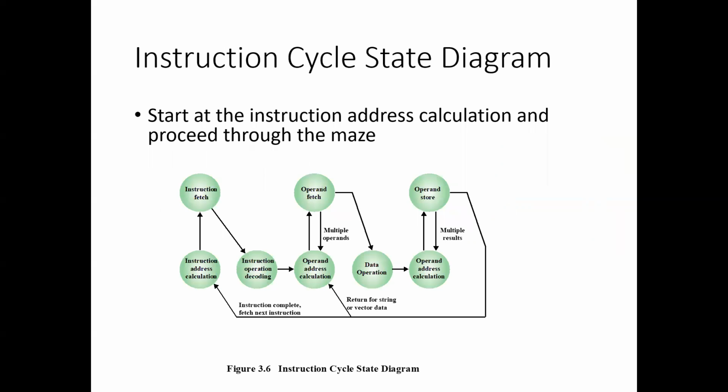So here's the instruction cycle diagram. You start at the instruction address calculation and proceed through the maze. So start there in the lower left. You have the calculation of the address. You fetch the instruction, decode it, figure out the operand address calculation, and fetch the operands if necessary, perform the data operation, and then figure out whether you need to store that operand with an operand address calculation and store. And if you don't need to store or you're finished storing, you go back to the instruction address calculation.